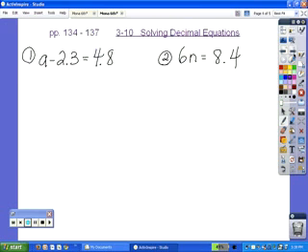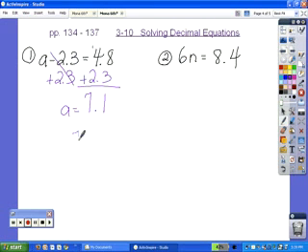To finish up our chapter, we're solving decimal equations. Just like with whole number equations, we're going to be doing the inverse operation, or the opposite operation. Since this is a subtraction equation, we will have to use addition. So we will add 2 3/10 to both sides of the equation. That cancels out the left side, and we're left with A. We bring our decimal down and add, and we get A equals 7 1/10.